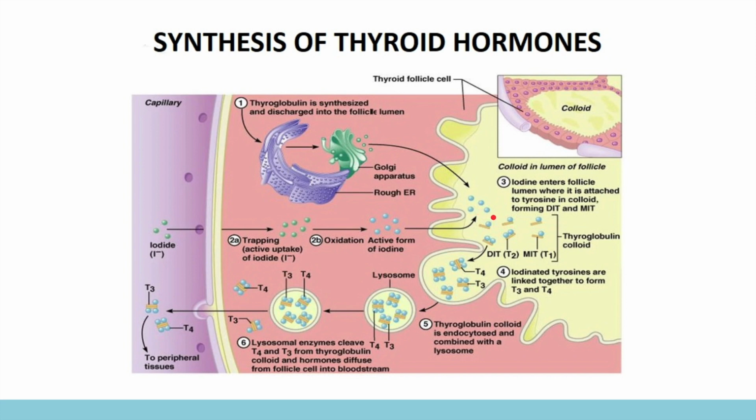And so thyroglobulin provides tyrosine. In the colloid, tyrosine and iodine join together to form DIT (T2) or MIT (T1), and then these iodinated tyrosines join together to form T3 and T4. The T4 and T3 are endocytosed, combined with a lysosome here, and then diffused from the follicle cell into the bloodstream, where it will be taken to peripheral tissue as needed.